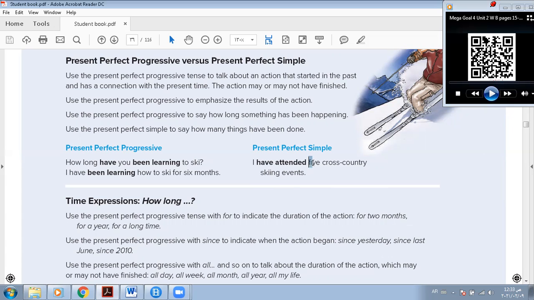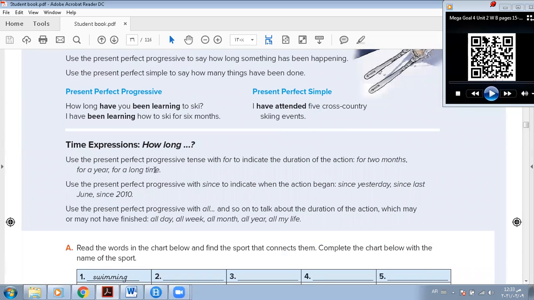As you see here, we say that he attended 5 cross-country skiing events. Here we tell the times for attending the cross-country skiing events. And I told you in the lesson when I explained how to use how long, a WH word we can use to ask about the duration.